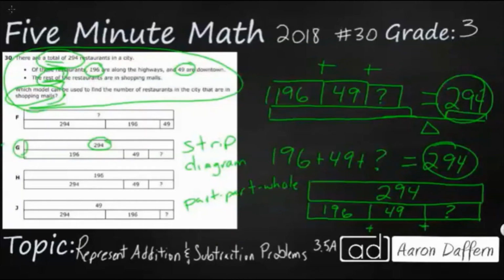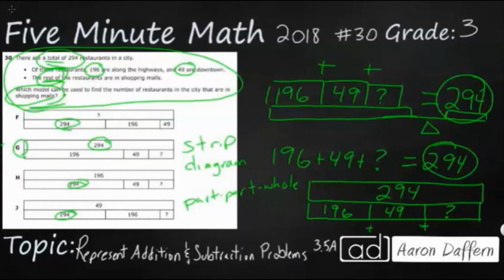Now, why is our answer G and not F, H, or J? Let's take a look at those. Look at what F, H, and J do. First off, F, H, and J all put your total down as one of the parts. They put the whole down with one of the parts.